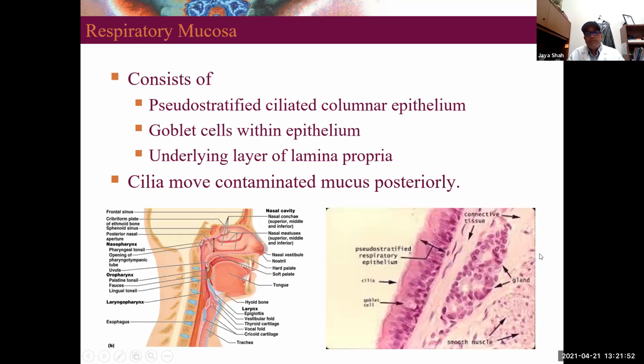The respiratory mucosa is pseudostratified ciliated columnar epithelium. So you can see this is pseudostratified respiratory epithelium. It has cilia, it has goblet cells, which produce mucus, then connective tissue, and then a lot of glands under the submucosa. Okay, and then smooth muscles. This epithelium is also found in the sinuses of the head. That's why infection from the respiratory tract easily spreads to the sinuses and to the middle ear cavity through the opening of the pharyngotympanic tube.